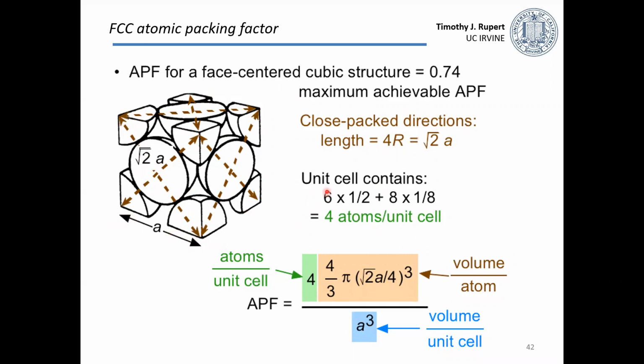Now, what's interesting is when we go and we calculate this, we find that 74% of space is filled. And this is actually the maximum achievable atomic packing fraction with solid spheres. So this tells us that that's probably why we see lots of different metals that we know in real life form this type of structure.